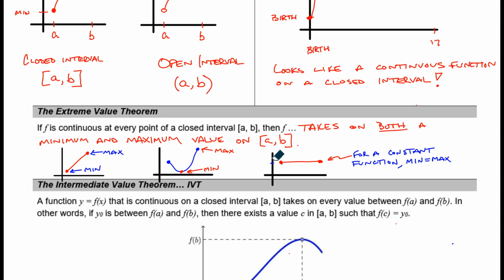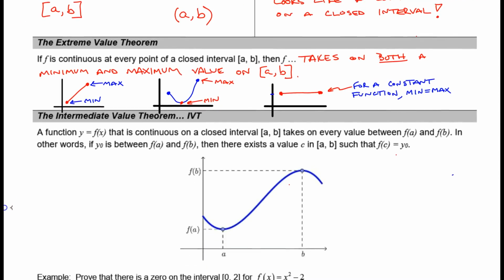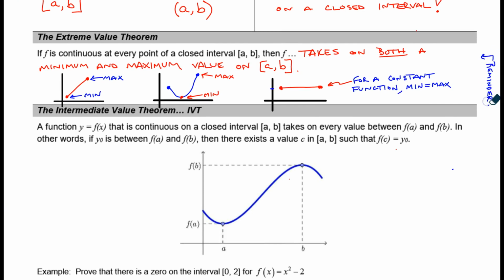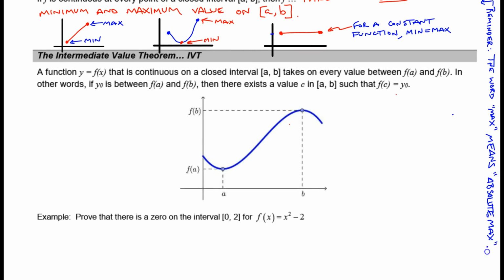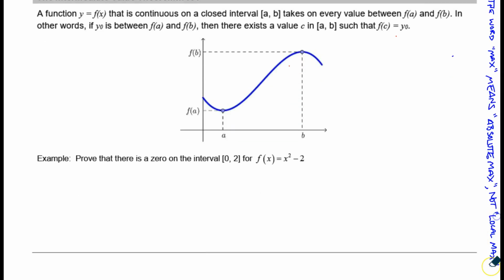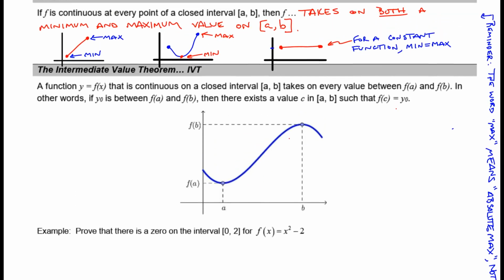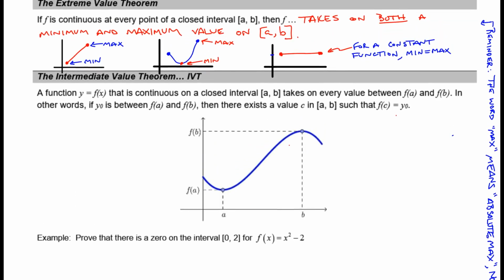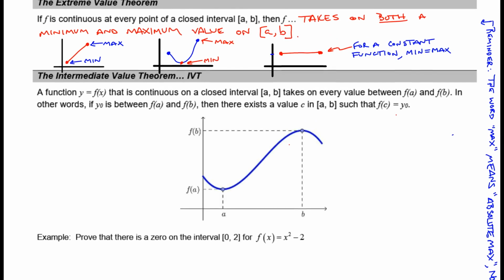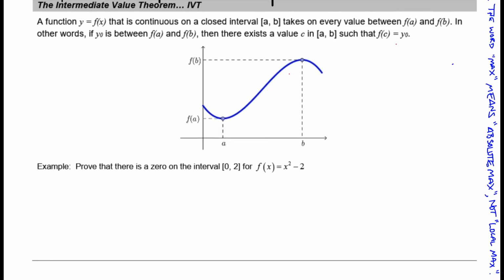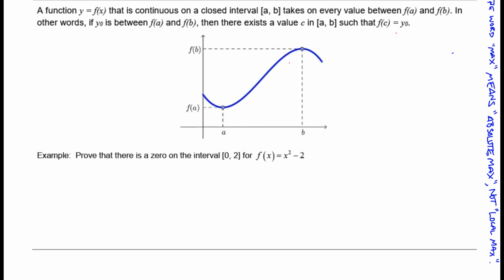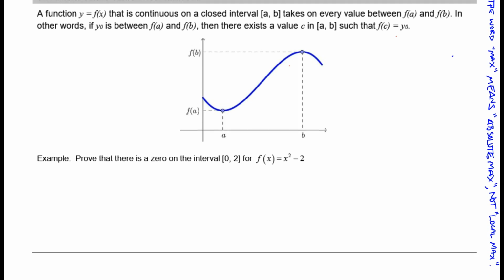Okay, one quick reminder I want to mention here. I think I'm going to have to write this in the margin. Okay, so there's a quick note there. The word max or min in this definition, in this theorem, those mean absolute, not local, or sometimes we use the term relative. Let me note that here.